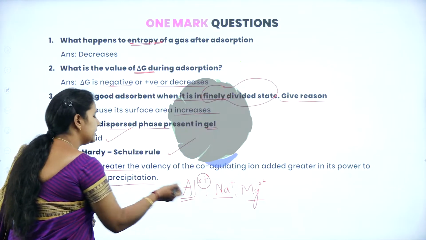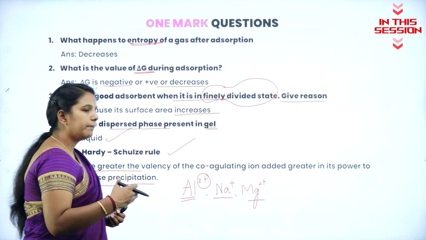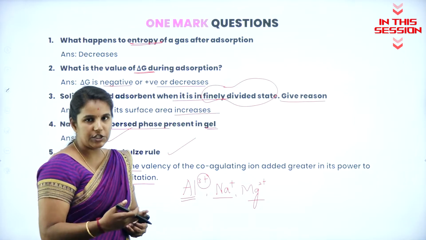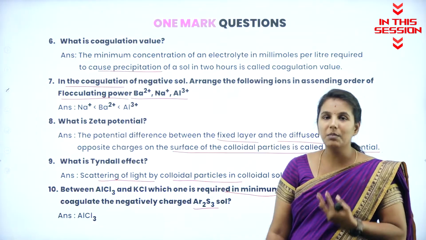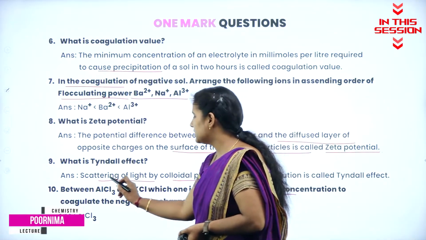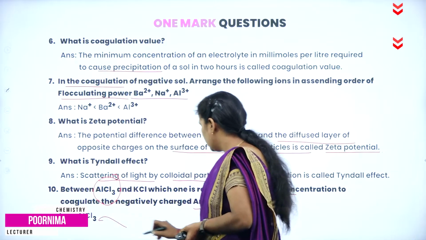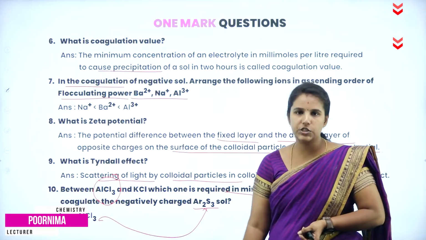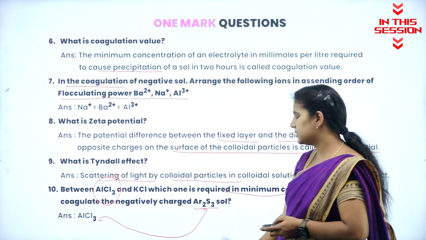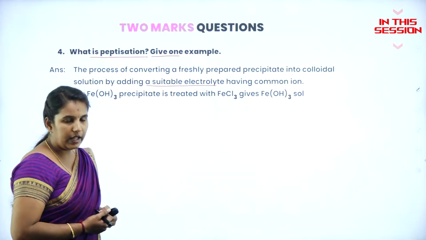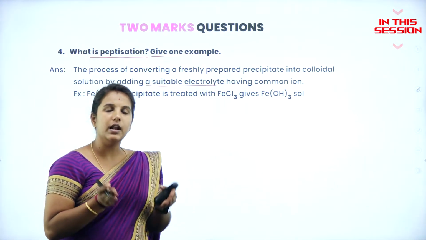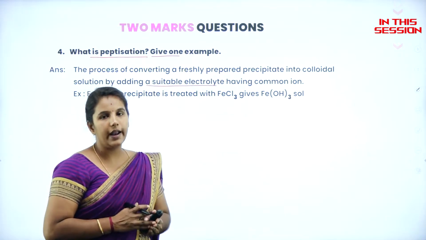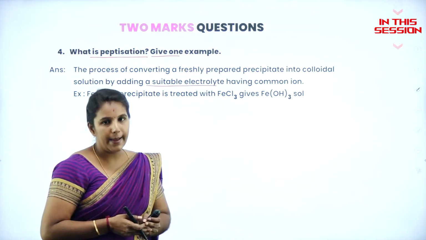If greater valency is there, there will be more capacity to form a precipitation. So that was given by the Hardy-Schulze rule. Minimum concentration of AlCl3 is enough to coagulate the negatively charged As2S3 sol. So you are taking the freshly prepared precipitate and converting it into a colloidal solution by adding a suitable electrolyte. That process we call peptization.